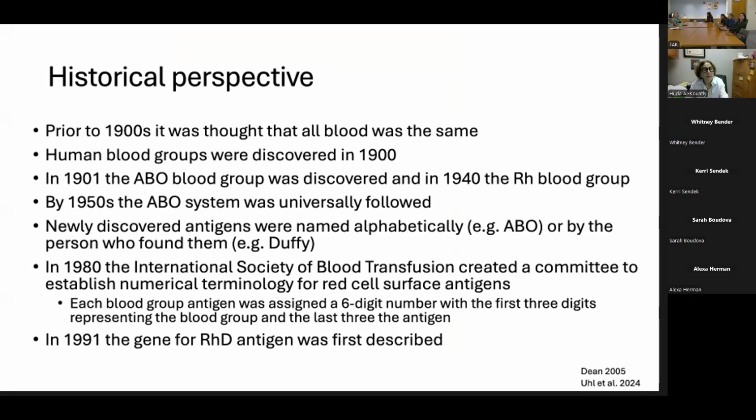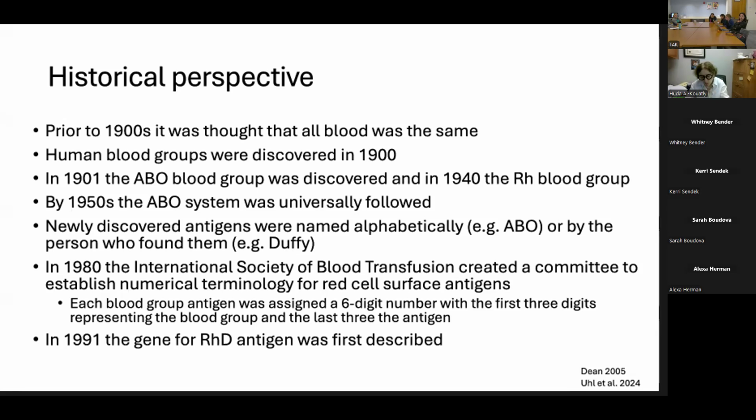So in a historical perspective, prior to the 1900s, it was thought that all blood was the same. And then human blood groups were discovered in 1900. In 1901, Karl Landsteiner at the University of Vienna observed that blood serum of an individual would agglutinate with only those of certain individuals. So based on this, he classified human blood groups into 3 groups, A, B, and C. It was very political and there's a lot of history that goes into it, but eventually group C became group O. So we say, in around 1901, the ABO blood group was discovered.